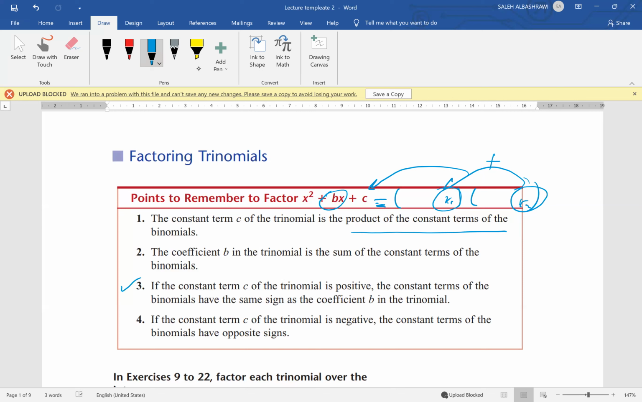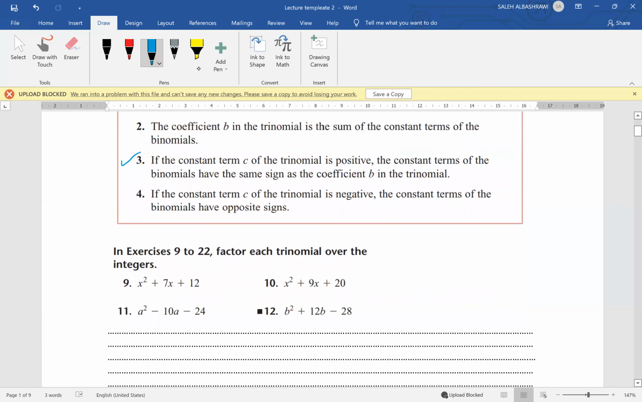And the third point: if the constant term c of the trinomial is positive, then I will have two positive constants, or two negative constants. The constant terms of the binomials have the same sign as the coefficient b in the trinomial. For the fourth point, if the constant term c of the trinomial is negative, the constant terms of the binomials have opposite signs. Let me explain this in the following examples.